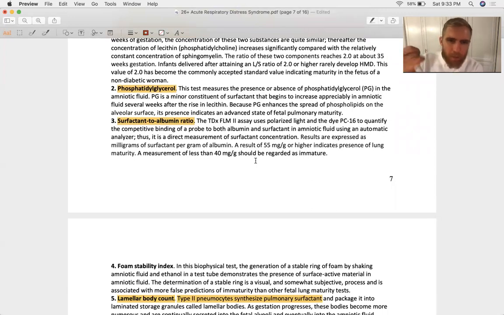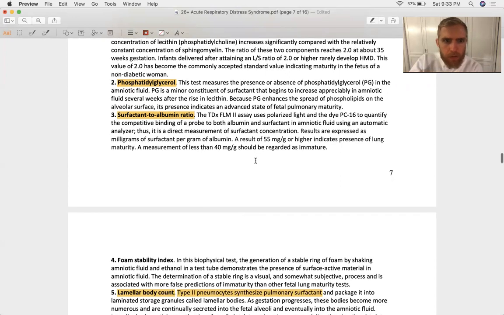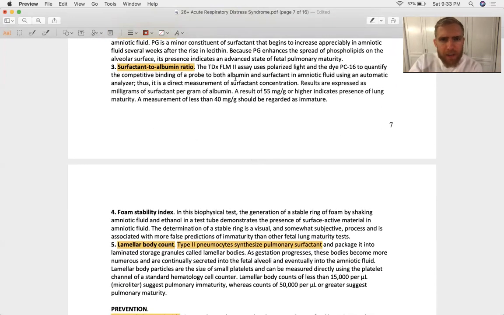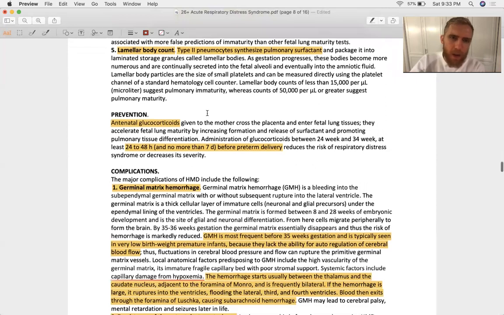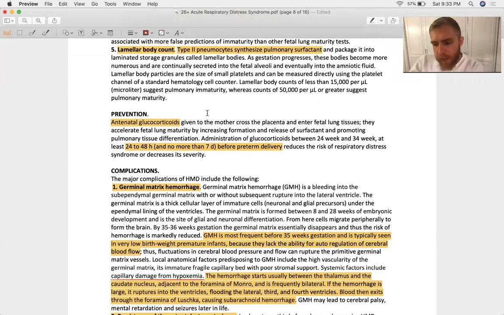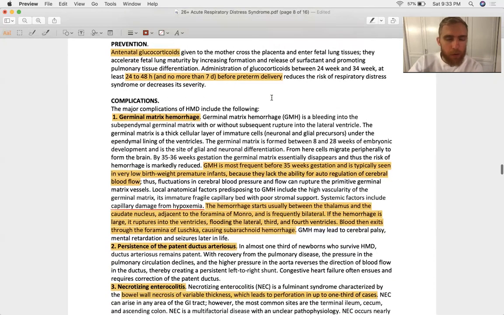Phosphatidylglycerol, same thing. It's kind of a brother or a cousin of surfactant. It's a minor constituent. Surfactant to albumin ratio. I just say know all these tests, and even if worst comes to worst, we can take a swab or a cell sample, and then we can look at type 2 pneumocytes in there and count the lamellar bodies. Sounds really labor intensive, no pun intended. So again, what do we do to prevent infant respiratory distress? We give mom glucocorticoids at least 1 or 2 days and no more than a week before preterm delivery.